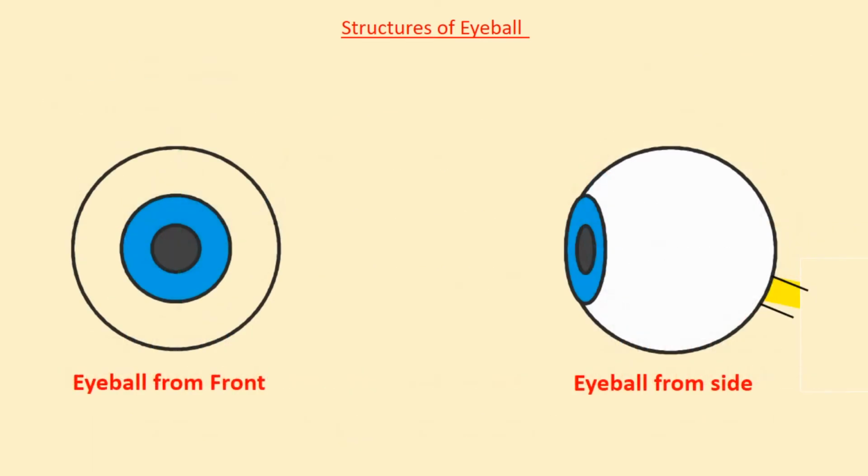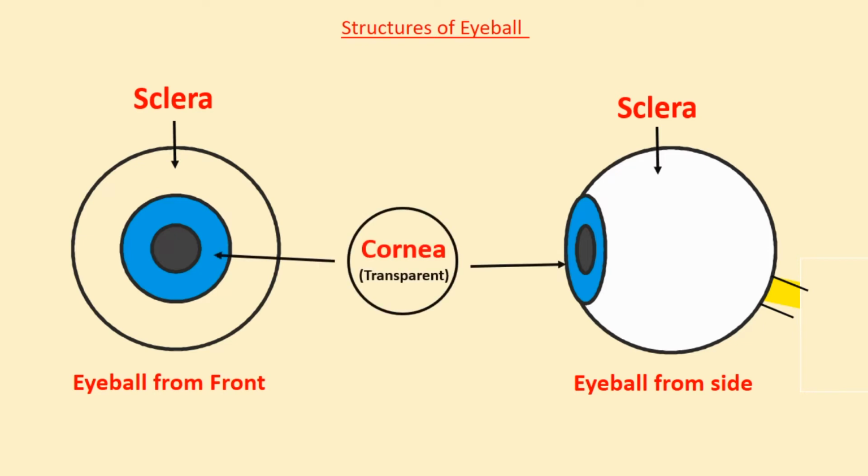The parts that can be seen from outside without dissecting the eyeball are the ones that I will mention now. Right now, we will know names only. Details will be discussed later. The white outer covering all around is called sclera. The front round transparent portion through which a blue colored part can be seen is called cornea.